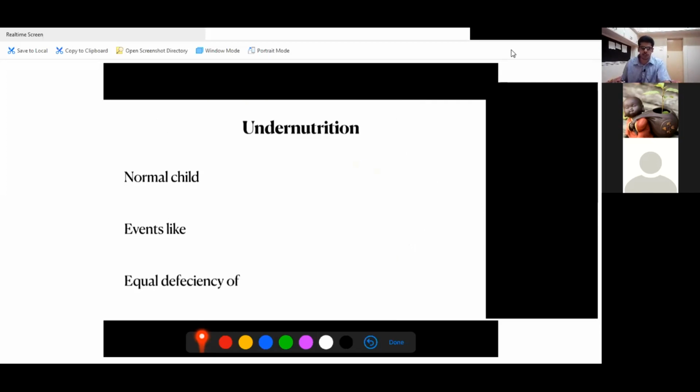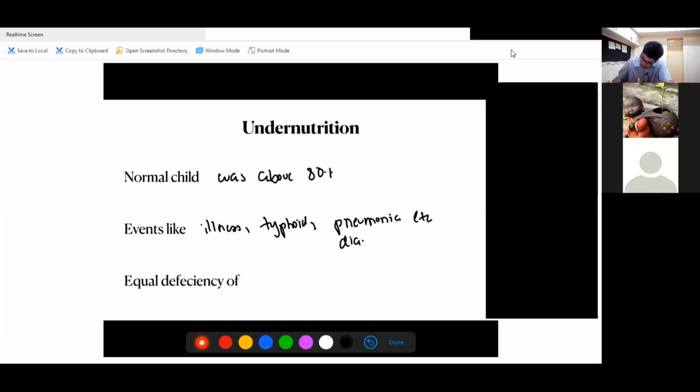Now coming to undernutrition. Take an example. This is a normal child, that means his weight was above 80%. Now when his weight was above 80%, what happened? Events like illness, like typhoid, pneumonia, any illness, especially diarrhea. He was a normal child above 80%, but due to some illness like typhoid, pneumonia, diarrhea, he became deficient and went below 80%.